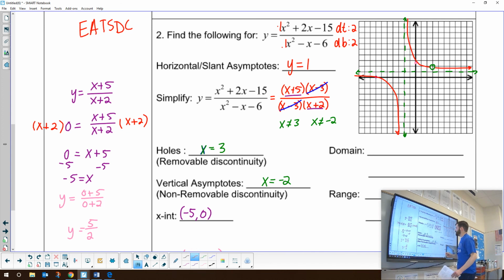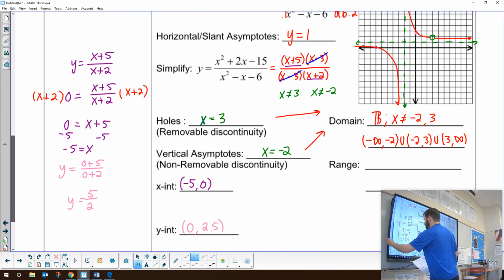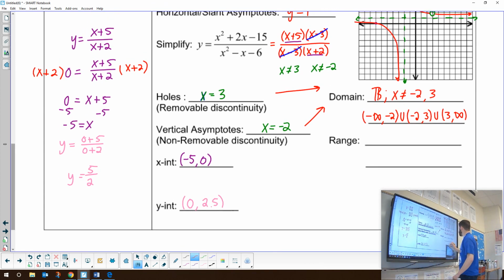Now for our domain we're going to include both my vertical asymptote and my holes. So my domain is going to be all real numbers except x can't equal -2 or 3. So it's going to be -infinity to -2, union -2 to 3, union 3 to positive infinity. And my range is going to be all real numbers, except y can't equal, well, we look at my horizontal asymptote for that one, right? So my horizontal asymptote was y equals 1. So y can't equal 1, so it's going to be -infinity to 1, union 1 to positive infinity.